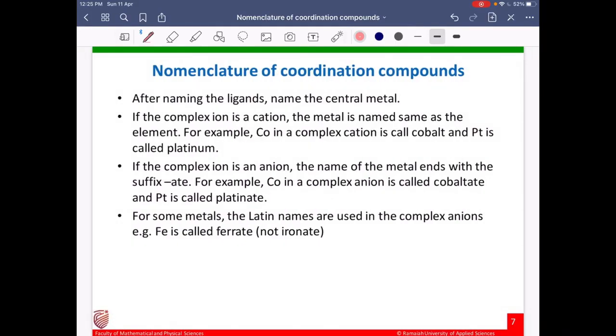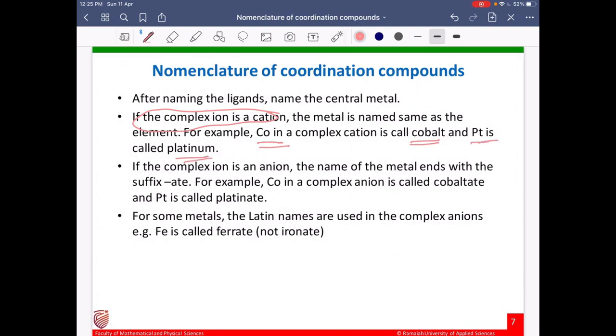After naming the ligands, we have to name the central metal. If the complex ion is a cation, then the metal is named the same as the element. For example, in a complex where cobalt is the central metal atom or ion, and the complex ion is a cation, then the metal will be called cobalt. If platinum is there, we will call it platinum.